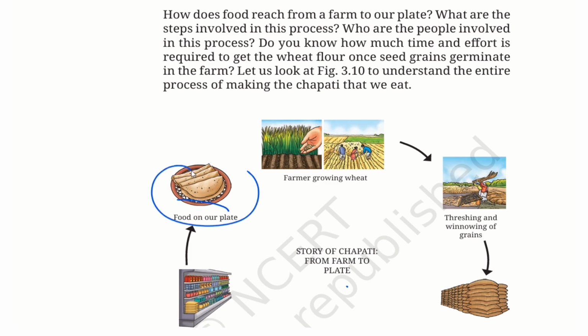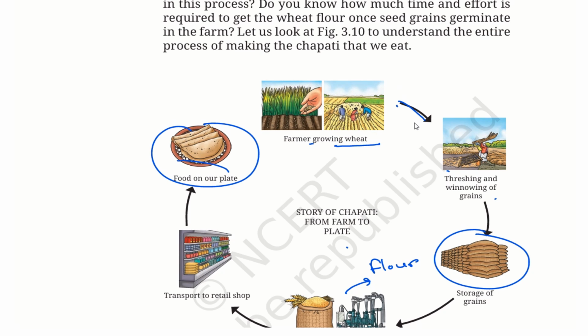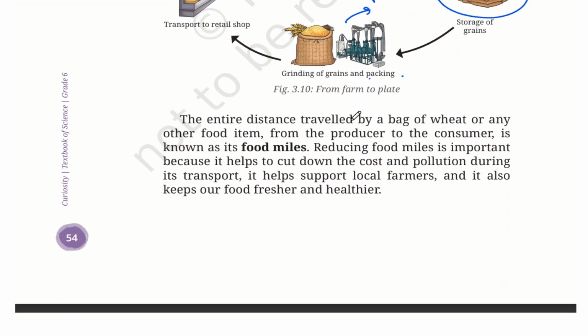So this is our food which comes from the farm. The farmer is growing wheat in the farm, then threshing and winnowing of grains, and then storage of grains in sacks, and then grinding of grains and packing, where we can get the wheat flour or any other flour, and again it goes for transport to the retail shop. So this is a cycle, where we understand how we are getting the wheat from the farm to our plate. Now this entire travel or journey is known as food miles.